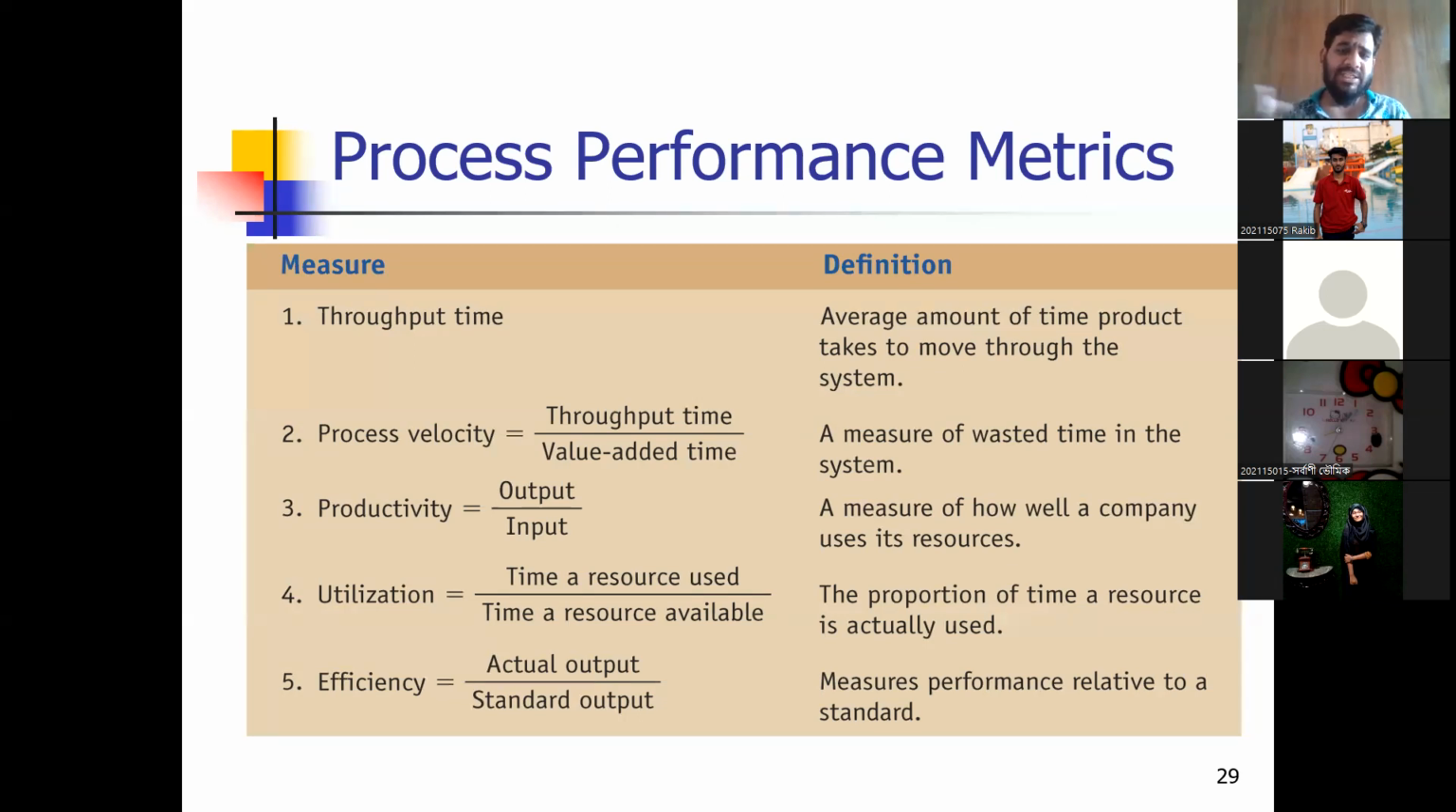These are some allowances, problems, or obstacles in the production process. When you subtract the obstructed times, or the non-value-added time, from the throughput time, you will get the value-added time.